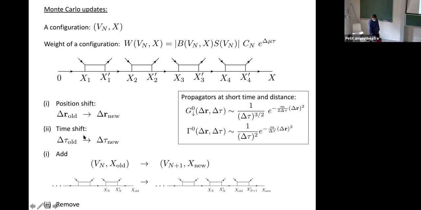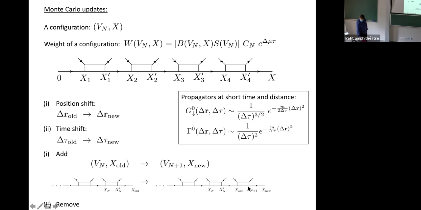Second update, time shift. Again, choose one line at random, and then propose a new time. So given the delta tau old, we choose a new time difference for this line, again proportional to the short time and distance behavior of the propagator gamma naught or G naught. And then we have another update which says that we also have to change the order. So we just take the backbone and add 2 pieces at the end of the backbone, which is a gamma 0 line and a G0 line.